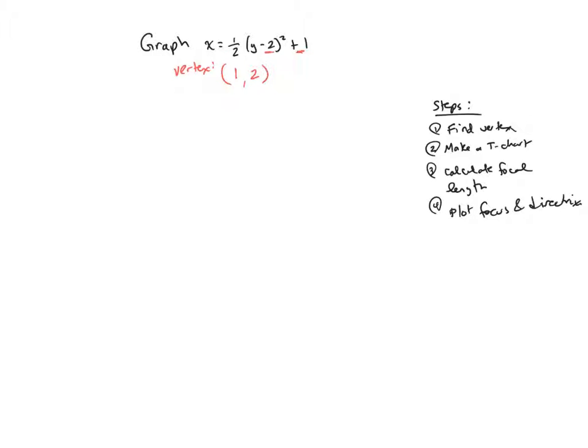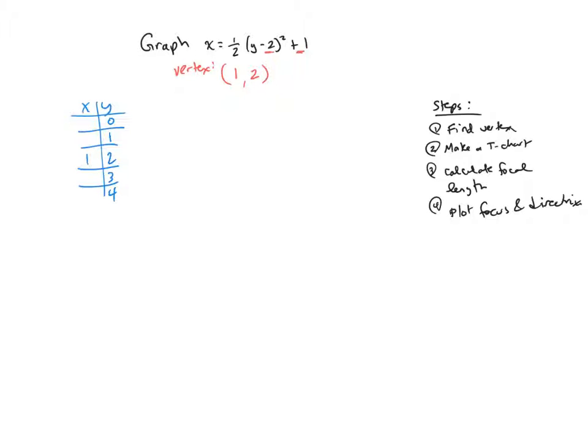So now I'm going to make a t-chart. And my t-chart is going to be centered around the vertex. Now, normally we would pick values for x and plug them in and get y's. But this time my x is by itself, and I don't want to pick a bunch of different x's and have to solve for y every time. So instead of picking numbers around x and plugging them in, I want to pick numbers around y and plug them in.